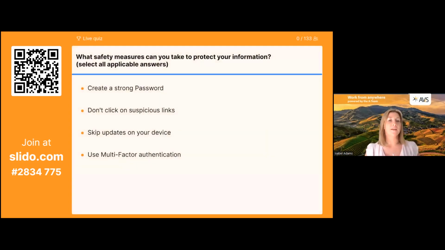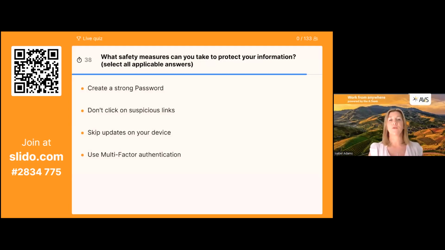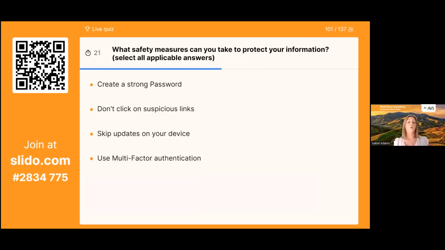The next one is, what safety measures can you take to protect your information? There are a couple of correct answers here, so you can select all the applicable answers. What safety measures can you take to protect your information? Should you create a strong password, not click on suspicious links, skip the updates on your device, or use multi-factor authentication? And we have 15 seconds left to answer that question. So you guys are quick, and we have 5 seconds left.